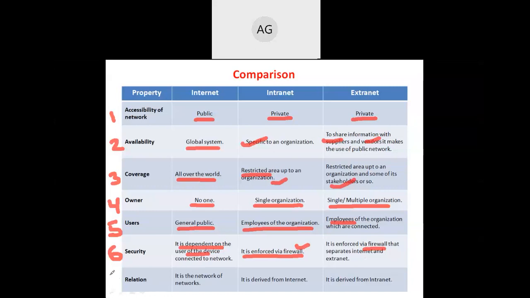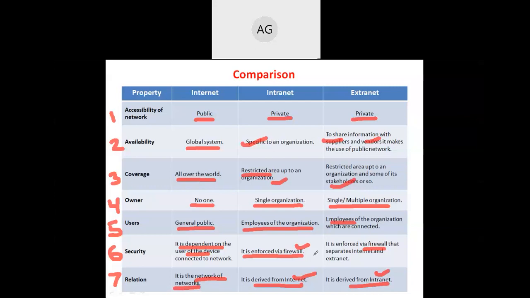The last point of difference is relation. In the case of internet, it is a network of networks. So basically, this is the definition of the internet. Internet is basically the network of networks. In the case of intranet, it is derived from the internet, and in the case of extranet, it is derived from intranet. So just remember these important points of difference between the internet, intranet, and extranet.